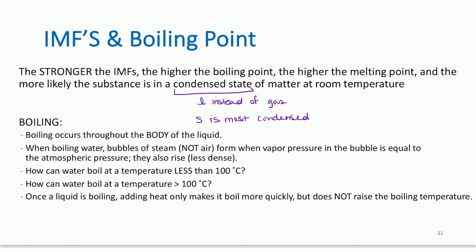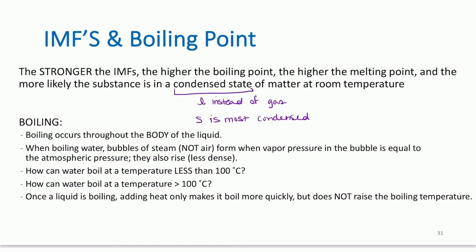So for boiling, I want you to think about boiling occurs throughout the body of the liquid. When boiling water, the bubbles of steam, not air, form when the vapor pressure in the bubbles is equal to the atmospheric pressure. They also rise, so it's less dense. So how can water boil at a temperature less than 100 degrees C? But how can water boil at a temperature greater than 100 degrees C? This is all based on your vapor pressure.